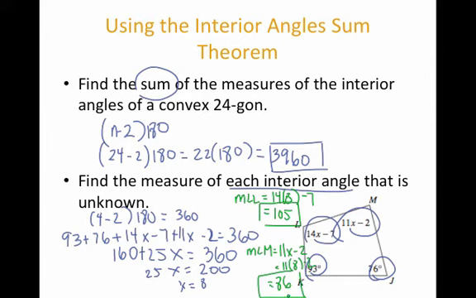And I'm just going to take this opportunity to check my work, make sure that 86 plus 105 plus 93 plus 76 all do add up to 360. So 93 plus 76 plus 105 plus 86. Just did it on my calculator, and yes, they all add up to be 360.